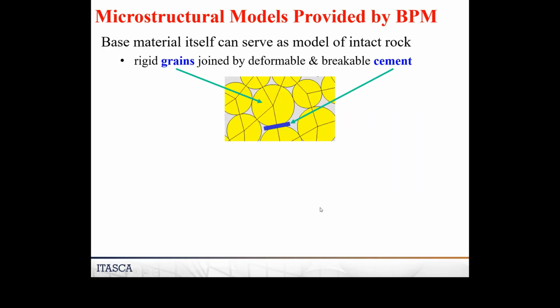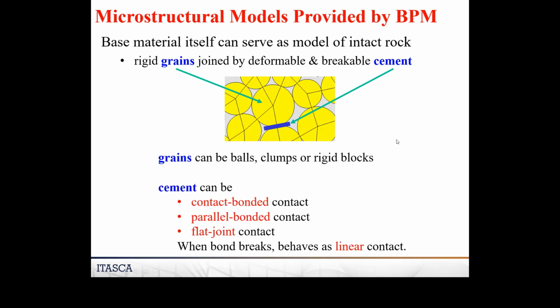Again, so we've got these rigid grains joined by deformable and breakable cement. The grains could be balls, they could be clumps, they could be rigid blocks. And for this cement, there are going to be different types of contact models that form the cement, of varying degrees of complexity. And for most of these models, when the bond breaks, the behavior reverts to what we call the linear model, which I'll show you in a minute, which is just a frictional model.